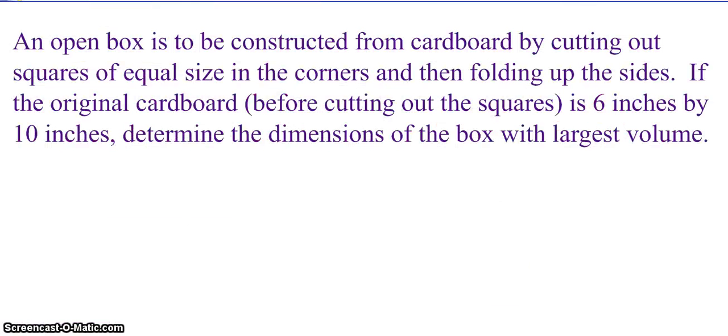Alright, last one. An open box is to be constructed from cardboard by cutting out squares of equal size in the corners and then folding up the sides. If the original cardboard before cutting out the squares is 6 inches by 10 inches, determine the dimensions of the box with the largest volume. Pause the video, unpause when you're ready to check your work.